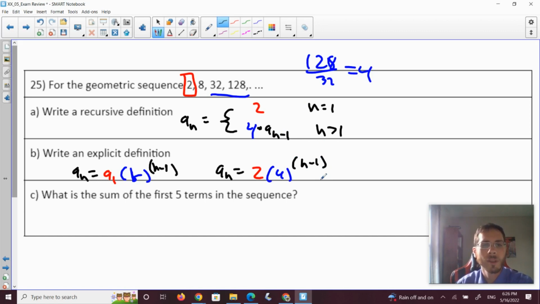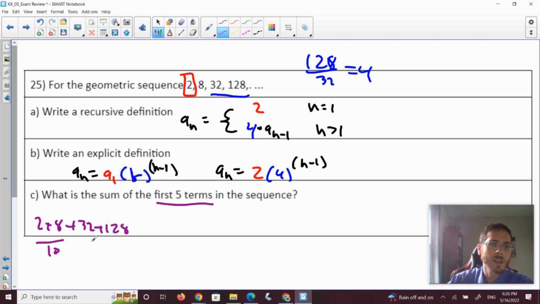For part C, what is the sum of the first 5 terms in the sequence? Now you can do this in a whole bunch of different ways, but since it's only the first 5 terms, I've got to be honest, probably just figuring out what the last one is and adding them up by hand is going to be the fastest thing to do. Because 2 plus 8 is 10, plus 32 plus 128. So this is 10. This is already going to be 50, 60, 160.